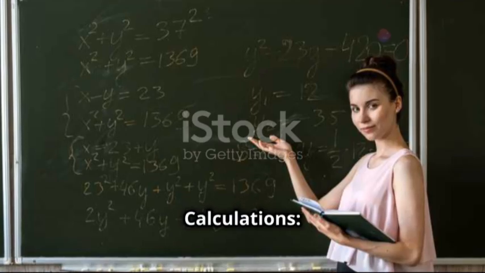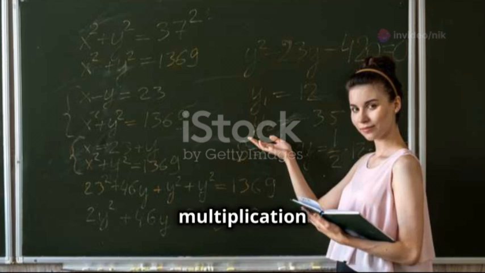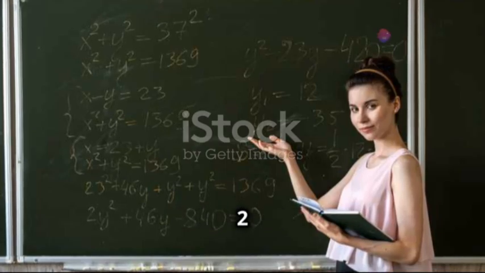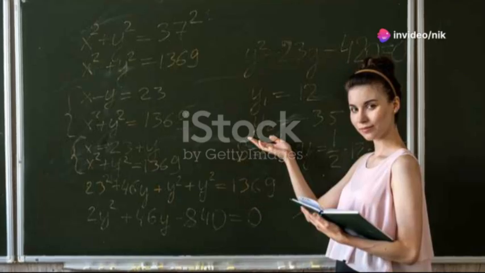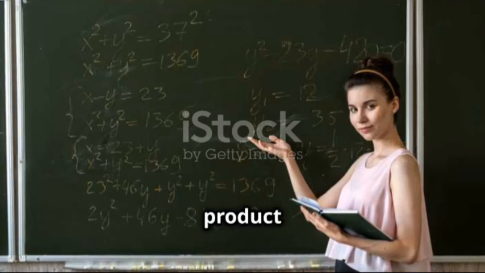Simplifying calculations. Quick arithmetic. When doing mental math, reducing numbers to their digital roots can simplify calculations, especially when dealing with multiplication or addition. Example: multiply 12 by 18. Digital root of 12: 1 plus 2 equals 3. Digital root of 18: 1 plus 8 equals 9. Multiply the digital roots: 3 times 9 equals 27. The digital root of 27: 2 plus 7 equals 9. Thus, the product of 12 and 18 has a digital root of 9.